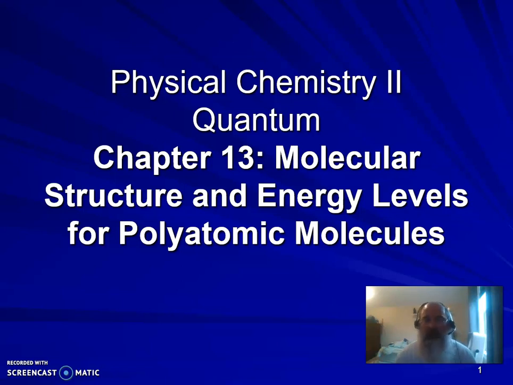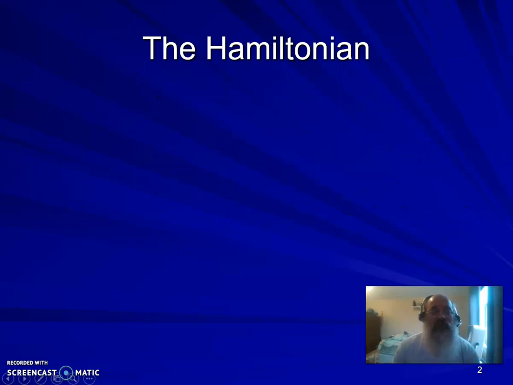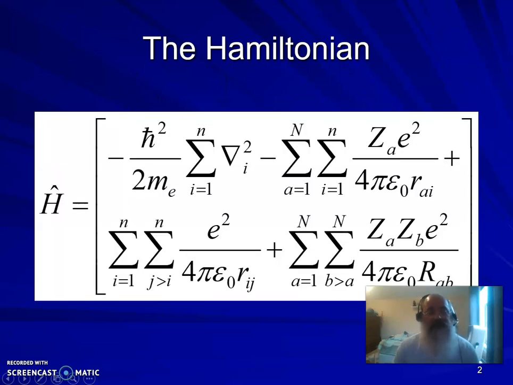Alright, our final quantum mechanics chapter is chapter 13 from the textbook, and we're finally going to get to molecular structure, to looking at molecules that have multiple atoms and multiple electrons. So the first thing that we want to do as quantum chemists is think about the Hamiltonian. What's the Schrodinger equation going to look like? What is our operator going to look like?